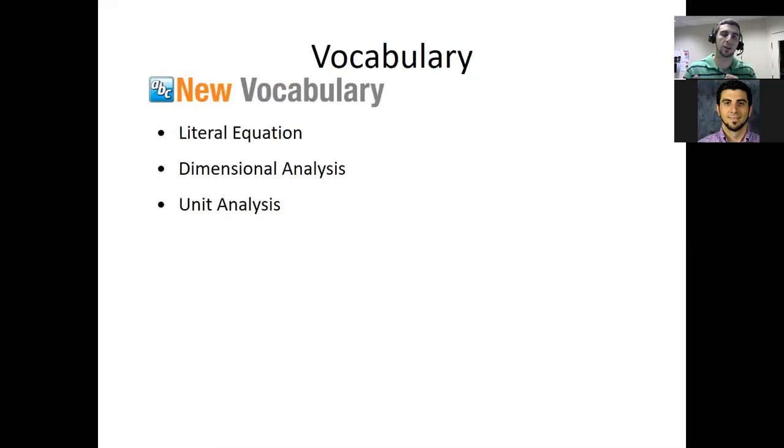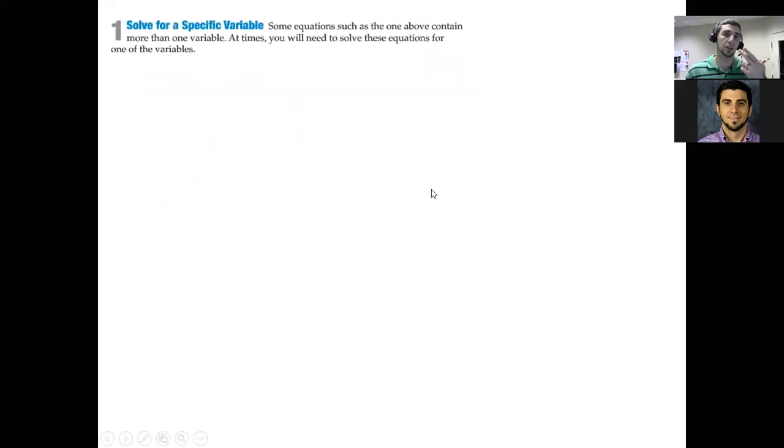So vocabulary: literal equation, dimensional analysis, and unit analysis. In this video, we want to talk about how to solve for a specific variable. And then in the next video, we'll get into actual real world problems. Some equations, such as the one above, contain more than one variable. At times, you will need to solve these equations for one of the variables. It's said above, but down here, it's actually below.